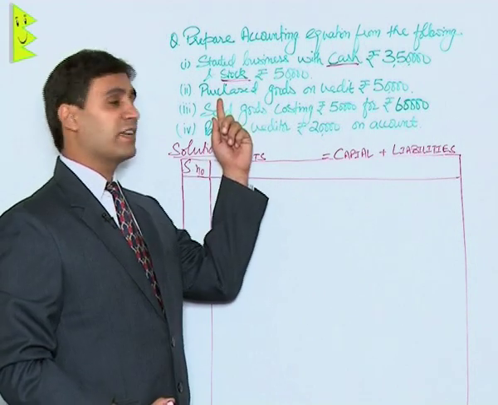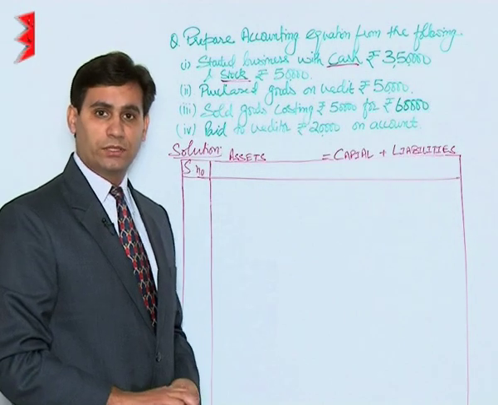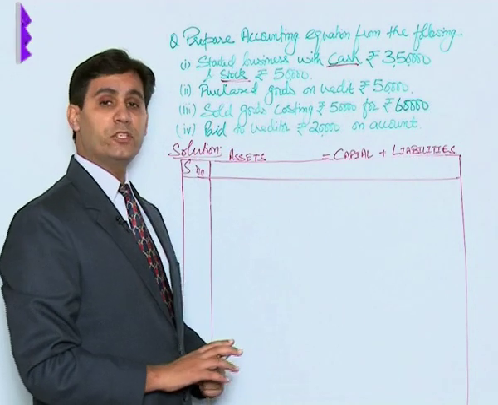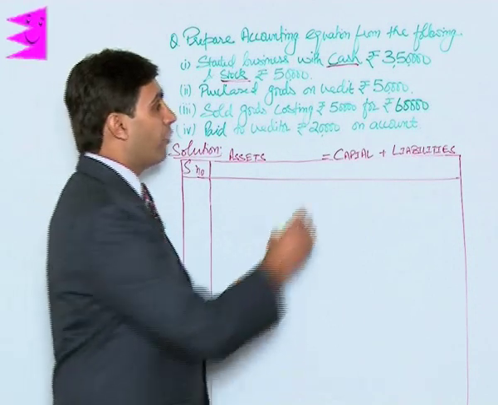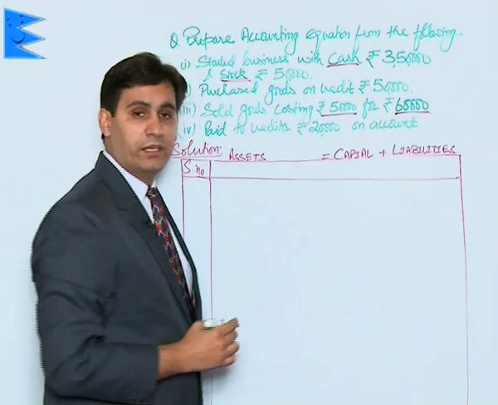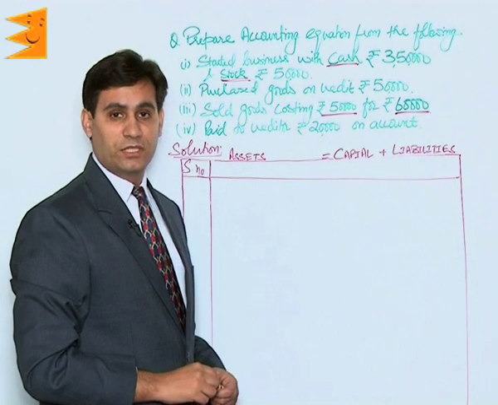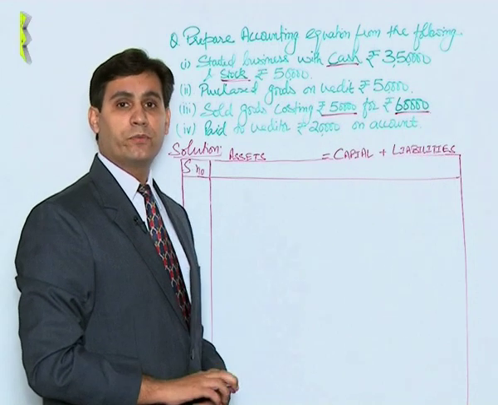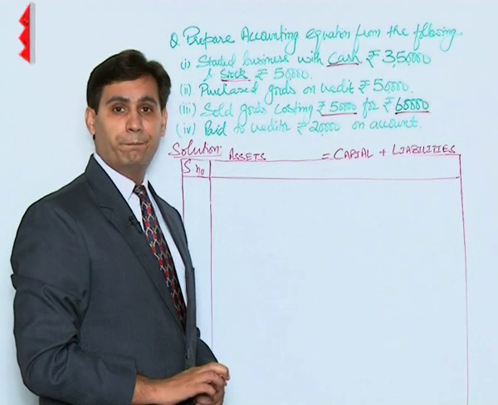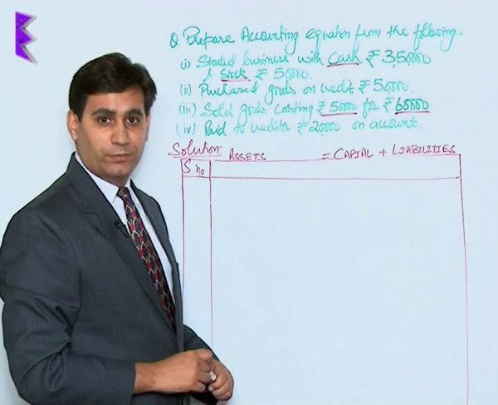Then the second transaction is a simple transaction: purchase goods on credit rupees 50,000. The third transaction is: sold goods costing rupees 50,000 for rupees 60,000. Now as this transaction makes it clear, goods costing rupees 50,000 have been sold for 60,000. That means there is a profit of rupees 10,000 which must be shown in the balance sheet or in the accounting equation.